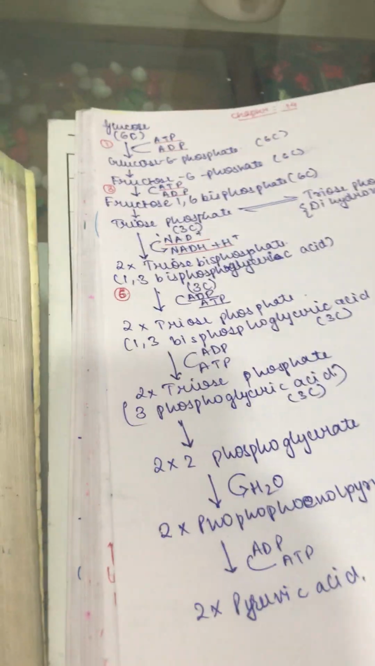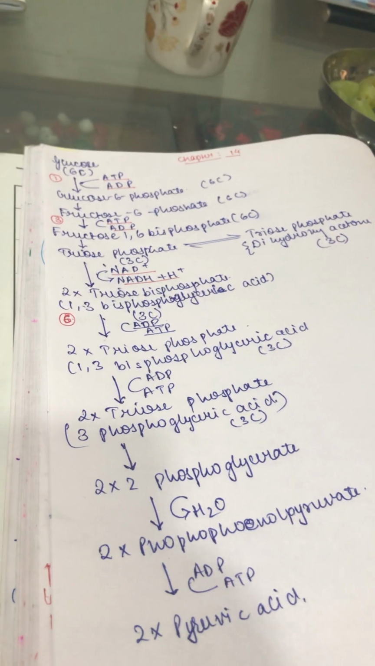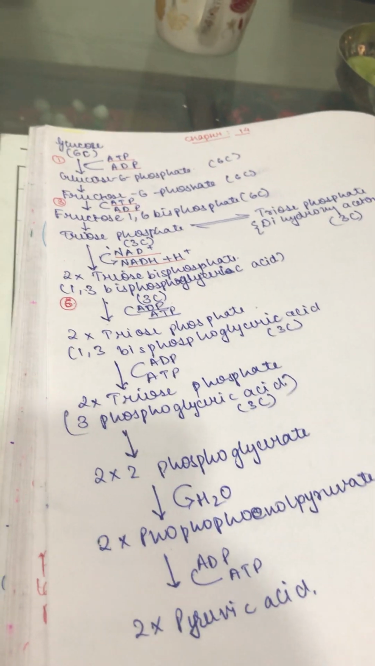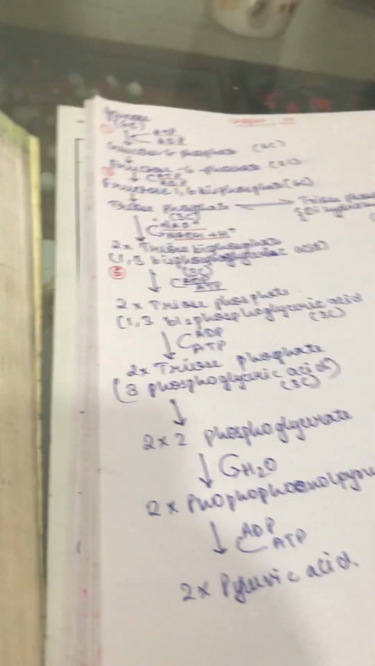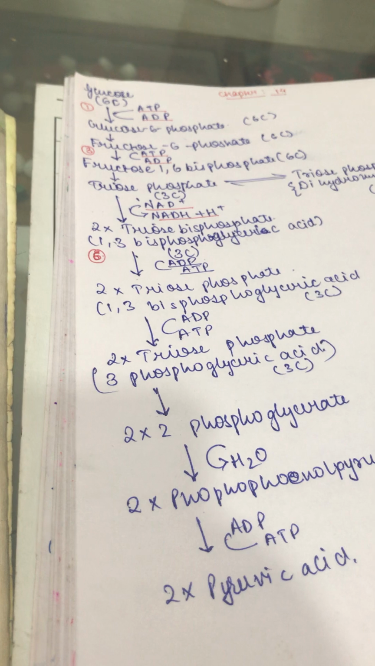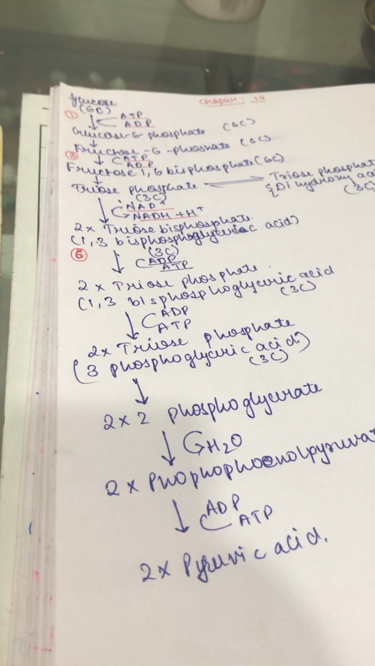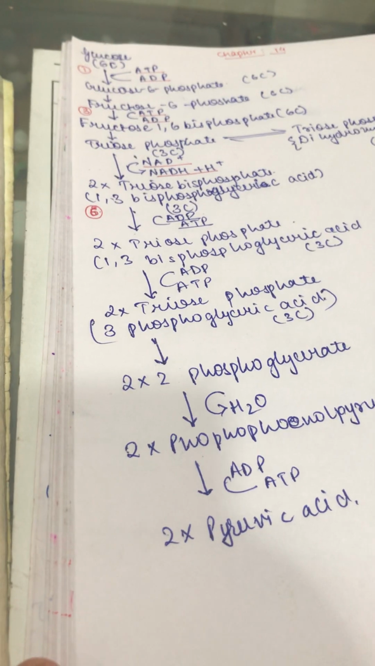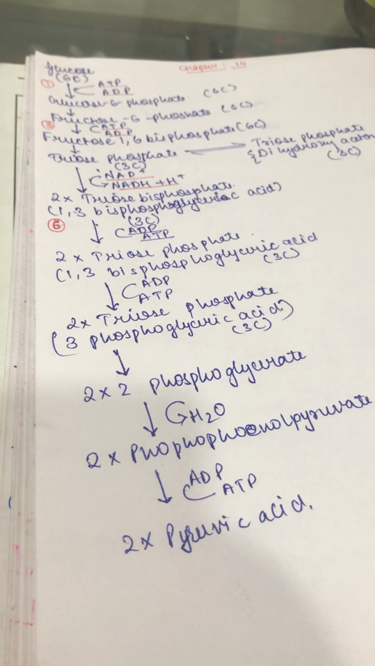Now we will add the suffix to this. First, glucose will be glucose because it is the main substrate for us, right? It is the raw material. And then I've learned at what point ATP is used. So here ATP is used four times.